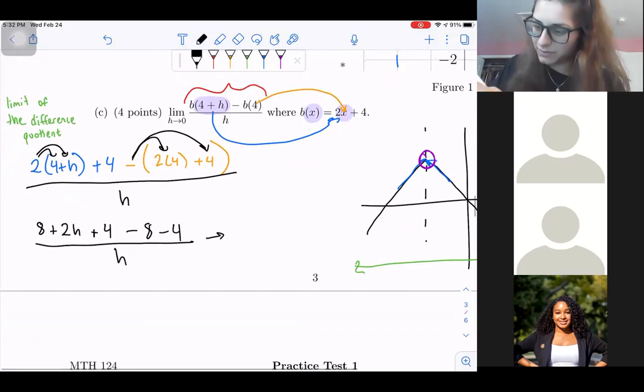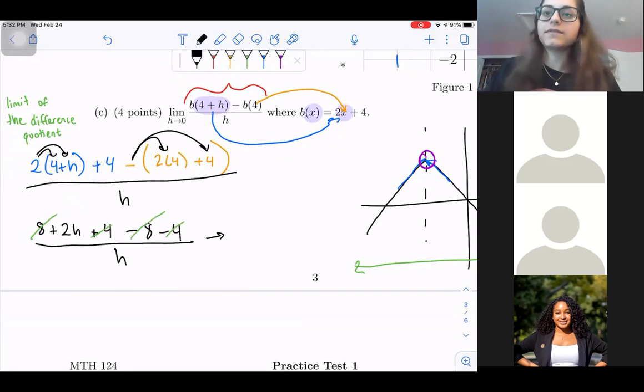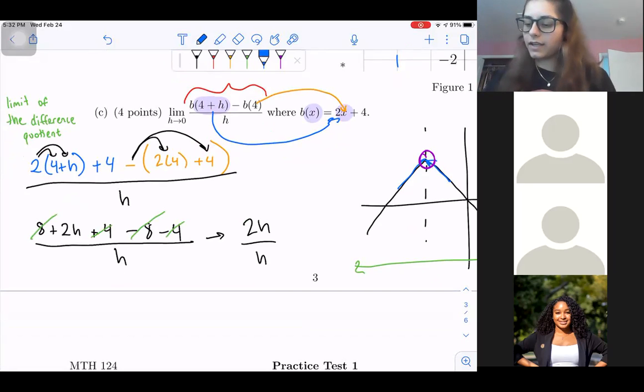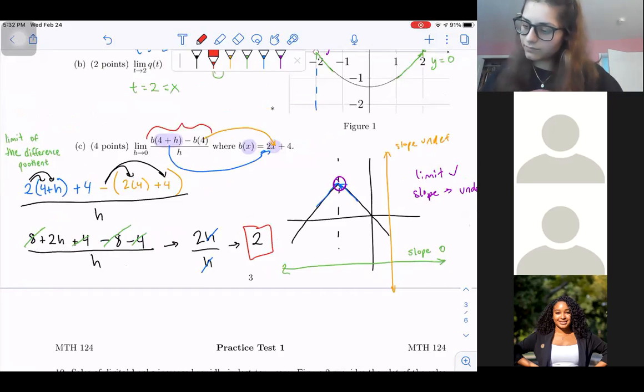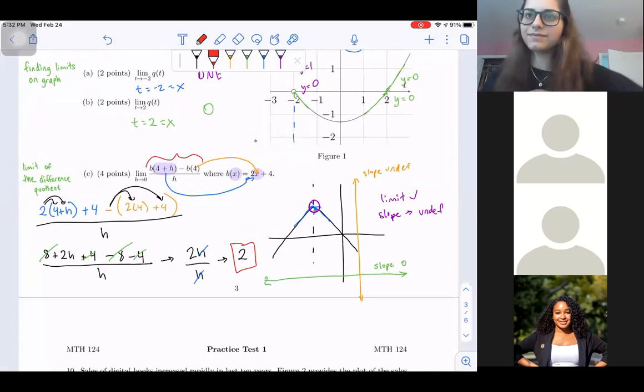Simplify further. We will cancel out the 8s and the 4s because those both equal 0. So we'll have 2h over h. Then h divided by h both cancel out, and we get 2. So our final answer here is, as h approaches 0, our limit of the difference quotient is 2, or our derivative is 2. All right, any questions on that?